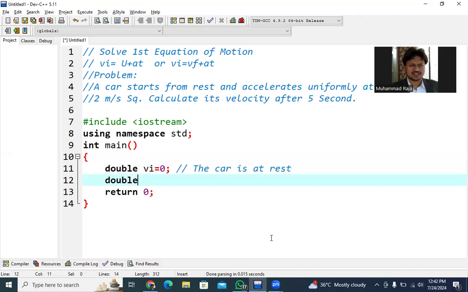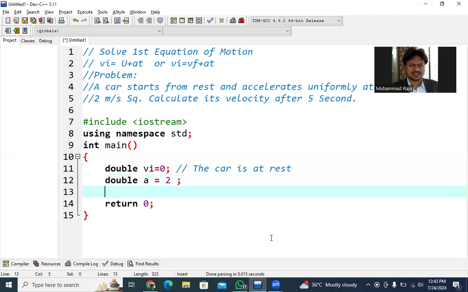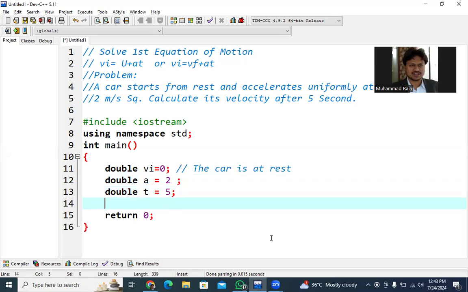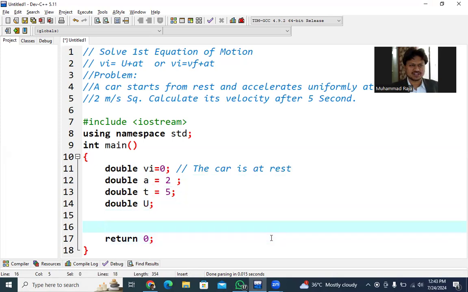Then the acceleration is given, 2 meters per second square. And then the time is t, which is equal to 5 seconds here. And the third thing that you want to know is the final velocity: calculate its velocity after 5 seconds. So the final velocity is the question. Very simple. We know the formula already that V is equal to U plus acceleration multiplied by time, and we have to find the final velocity. The formula is V equal to Vi plus AT.